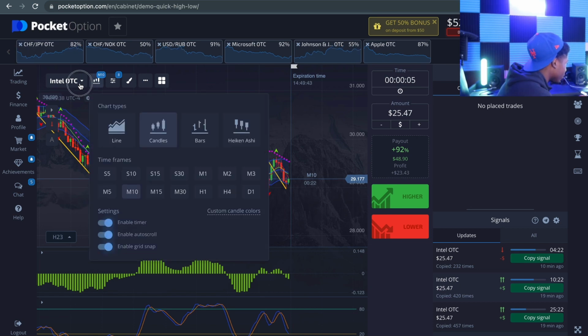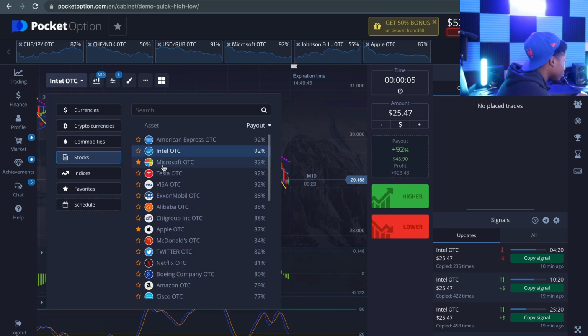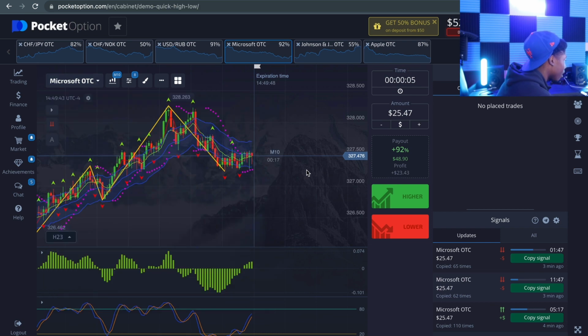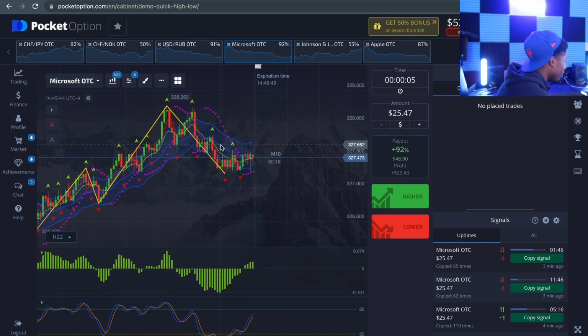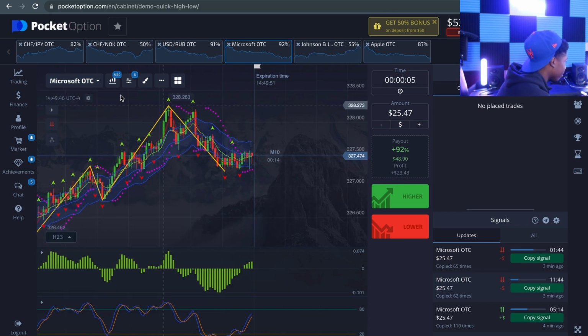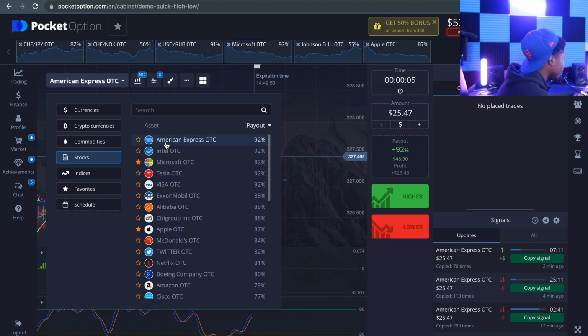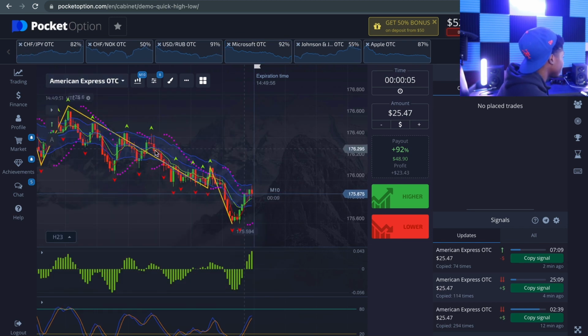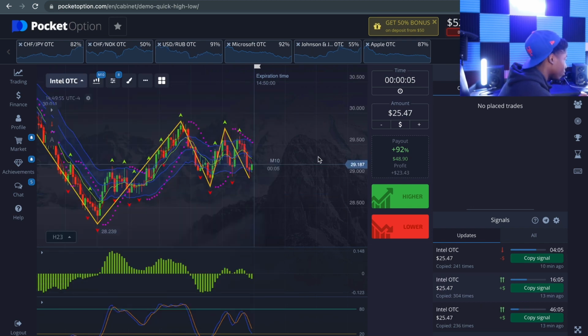So if you don't like how that looks, you can go to a different stock, guys. You know what I mean? We're more supporting and resisting right here. You don't like that? Go to American Express. I like to do American Express, but that looks funky. So, let's just go back to Intel.